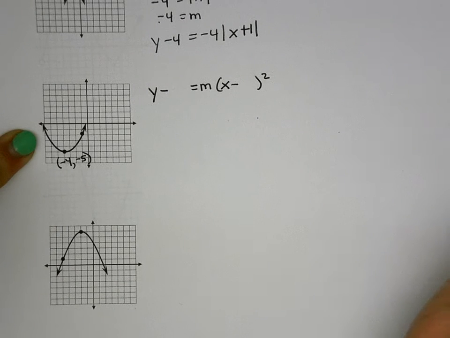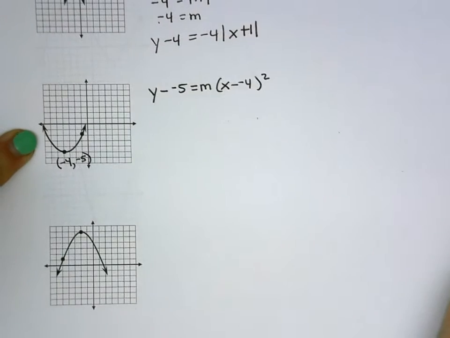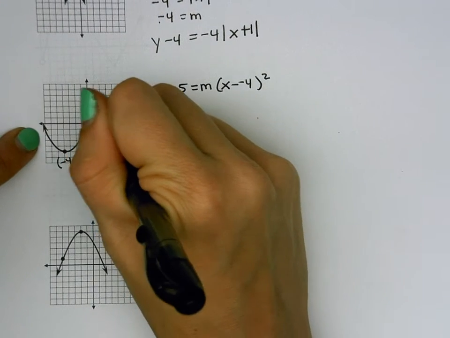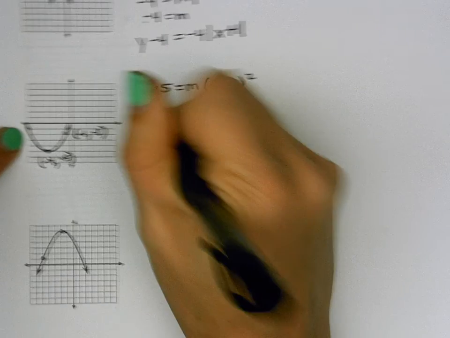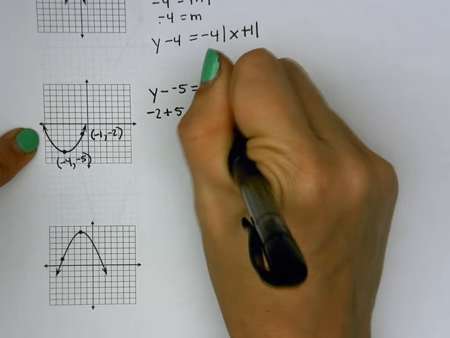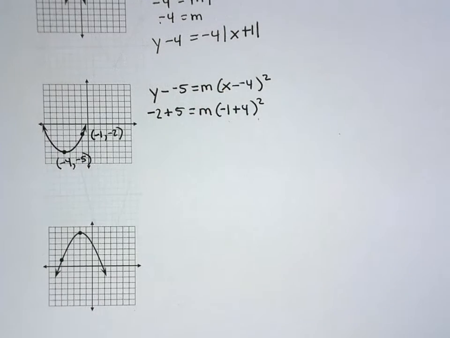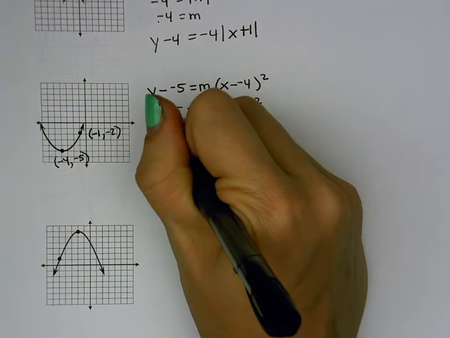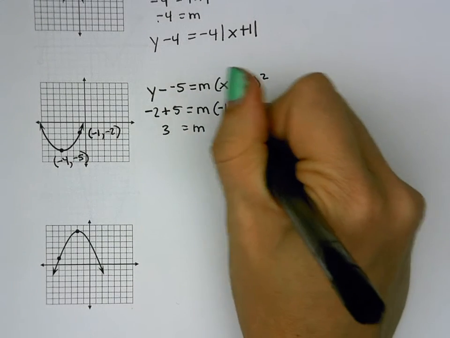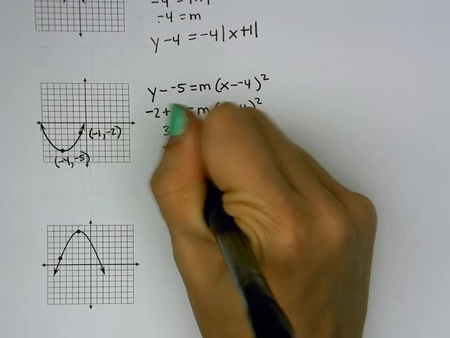Okay, so plugging that in, negative 4 and negative 5. My other point over here is at negative 1, negative 2. So we have negative 2 plus 5 equals m times the quantity of negative 1 plus 4 squared. Negative 2 plus 5 is 3, and negative 1 plus 4 is 3, squared is 9. And so my slope is 1/3.